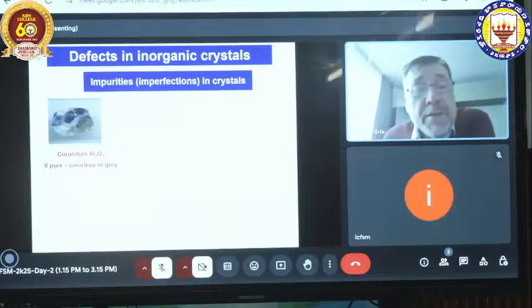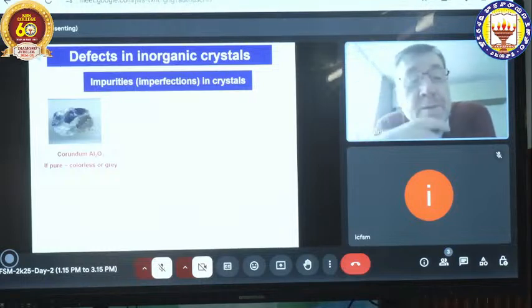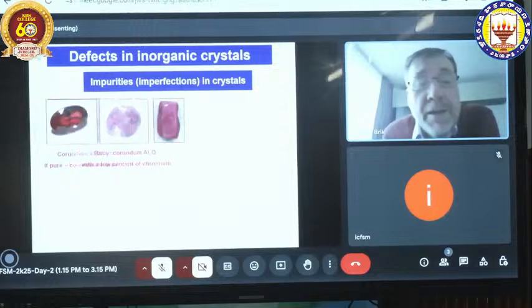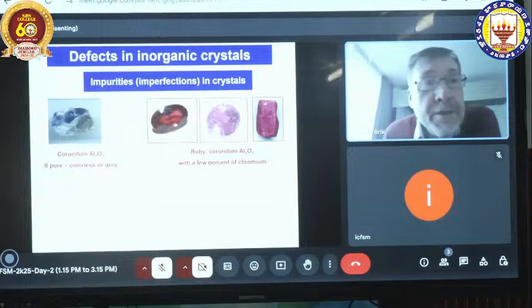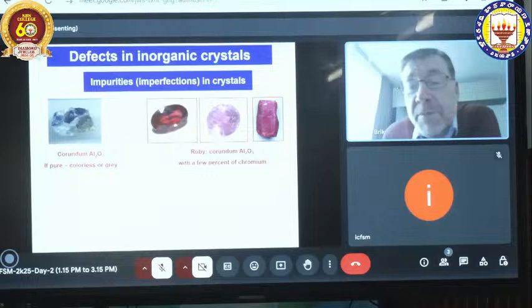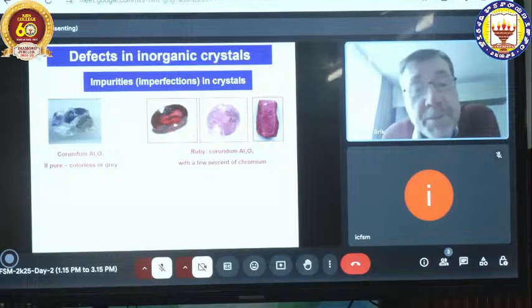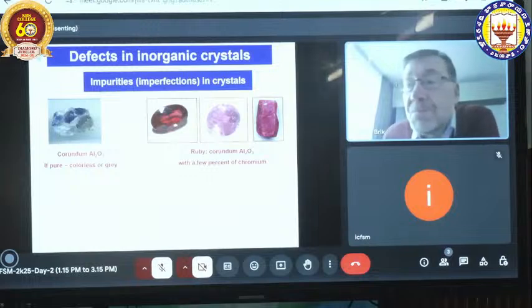which is also known as corundum, Al2O3. If this material does not contain any impurities, it appears to be colorless or maybe somehow gray in color. But if a few percent or maybe even 0.5% of aluminum ions are replaced by chromium, then we have a drastic change of appearance. We have a material with either light pink or deep red color, and it is a precious stone called ruby, which can be pretty expensive.